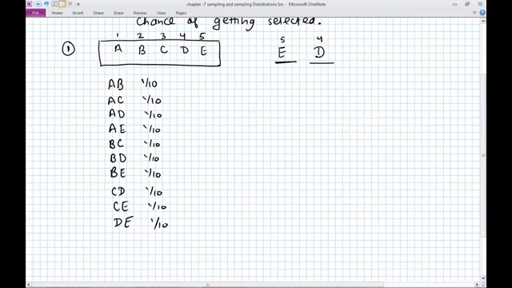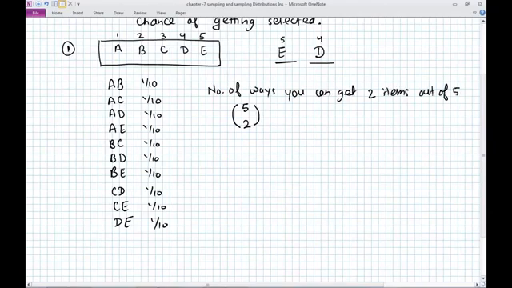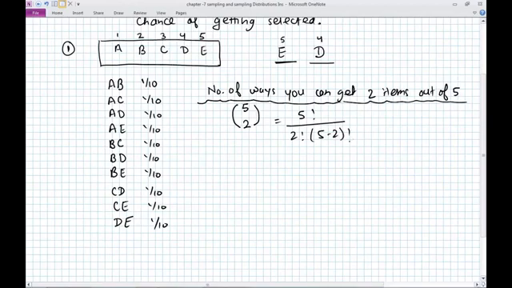Now because we were selecting 2 out of 5, you can use that formula that we used in binomial or hypergeometric distribution. Like how many ways exist for getting 2 out of 5? So number of ways you can get 2 items out of 5. This formula you know is 5C2, and this is 5 factorial divided by 2 factorial times 5 minus 2 factorial. If you solve this, you should get 10.